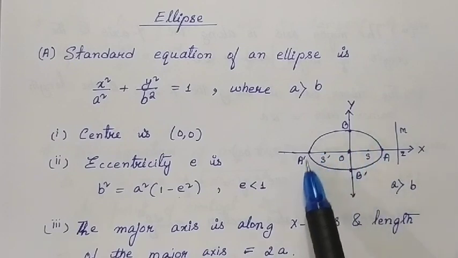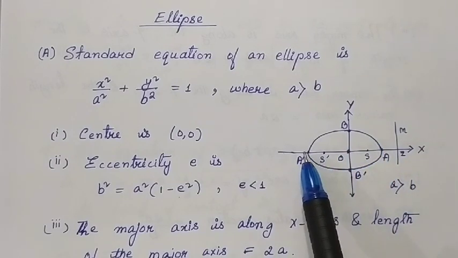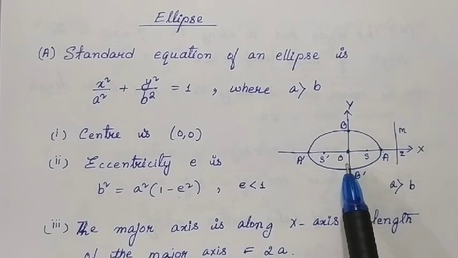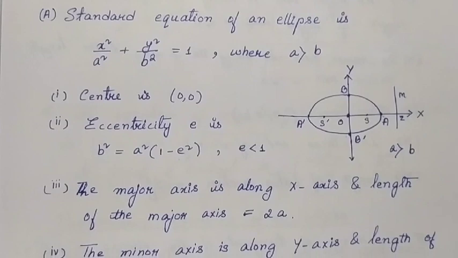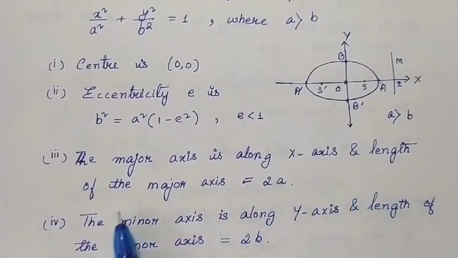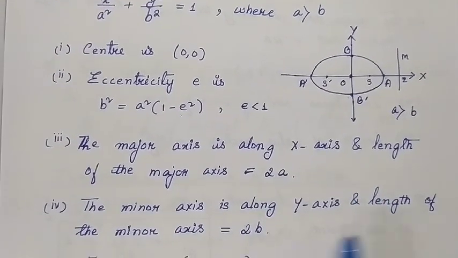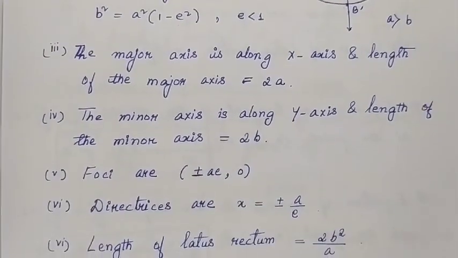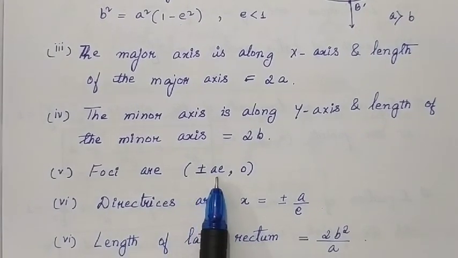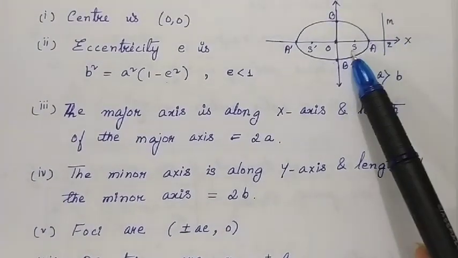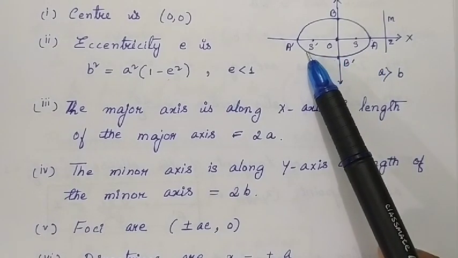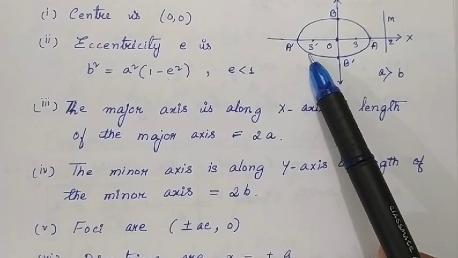The major axis, see the figure here, is on the x-axis and the minor axis is along the y-axis. So the length of the major axis is 2a and the length of the minor axis is 2b. The foci will be (±ae, 0). That means on the right side the focus will be (ae, 0) and on the left side the coordinate of the focus will be (−ae, 0).